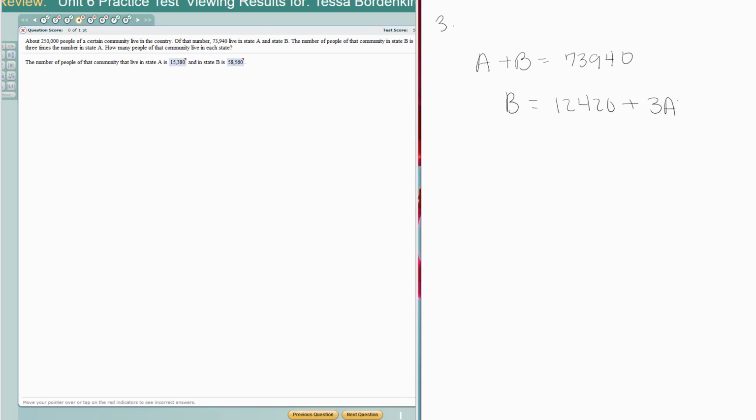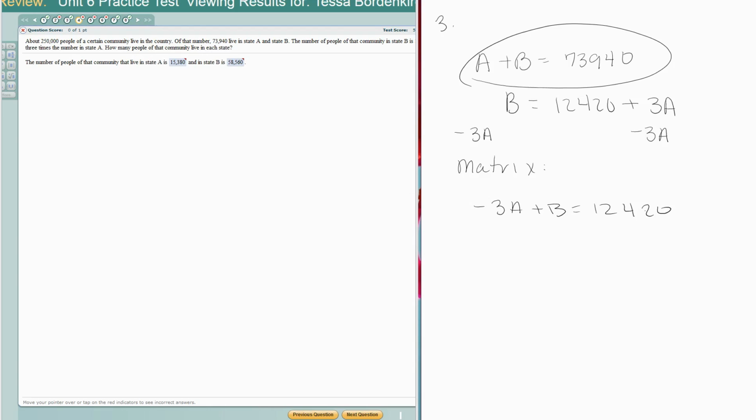Okay? Now, you could use substitution on this, like we saw in the last problem, or we can put it in a matrix. So for the matrix in our calculator, we're going to use this top line for the first one. And for the second one, we're going to need to subtract 3a from both sides so that we have it in the same order. So we'll have minus 3a plus b is 12,420.